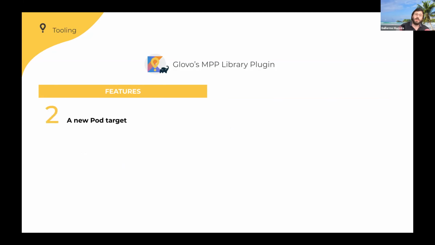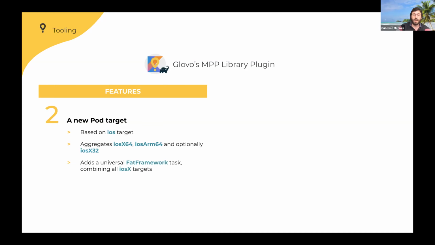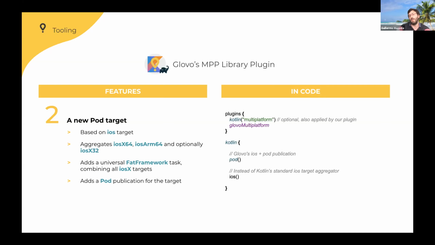The second feature is that we have a pod target, which is based on the iOS target from Kotlin Multiplatform. As it's based on the iOS target, it also aggregates the architecture-specific targets from iOS, and also has a FAT framework task that is going to combine all the targets into one single framework, so it can be consumed by any architecture. And also has a publication to publish that FAT framework into the podspec repository. This is how it looks, and again, we'll replace the iOS target with the pod one.